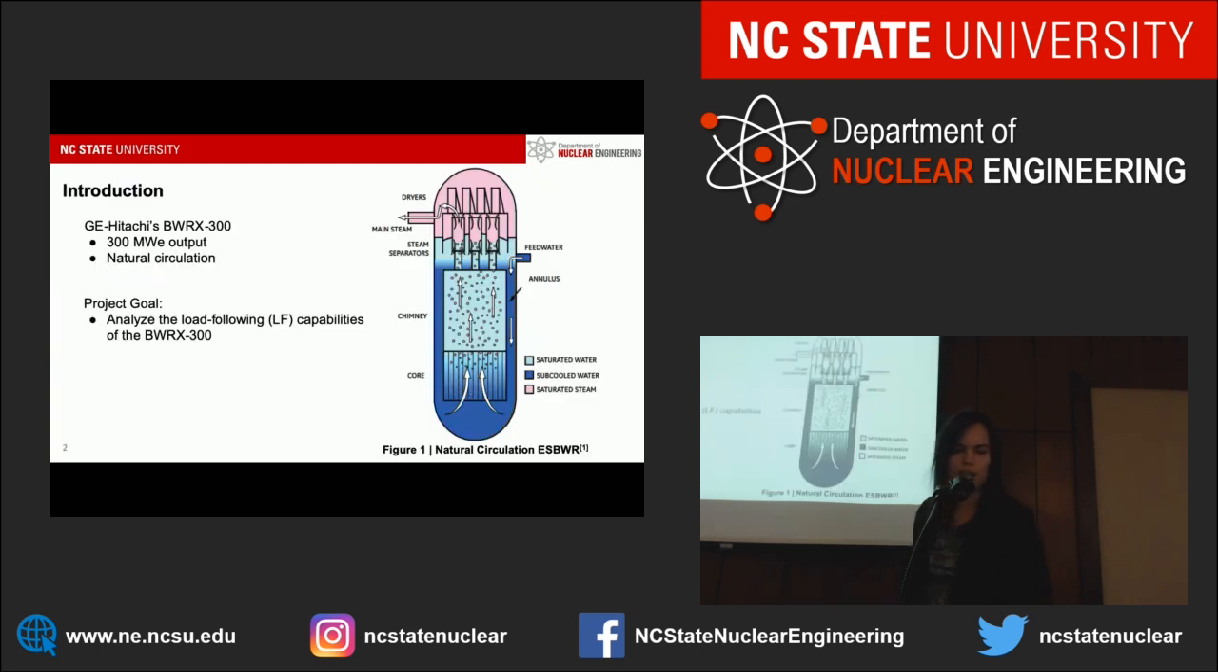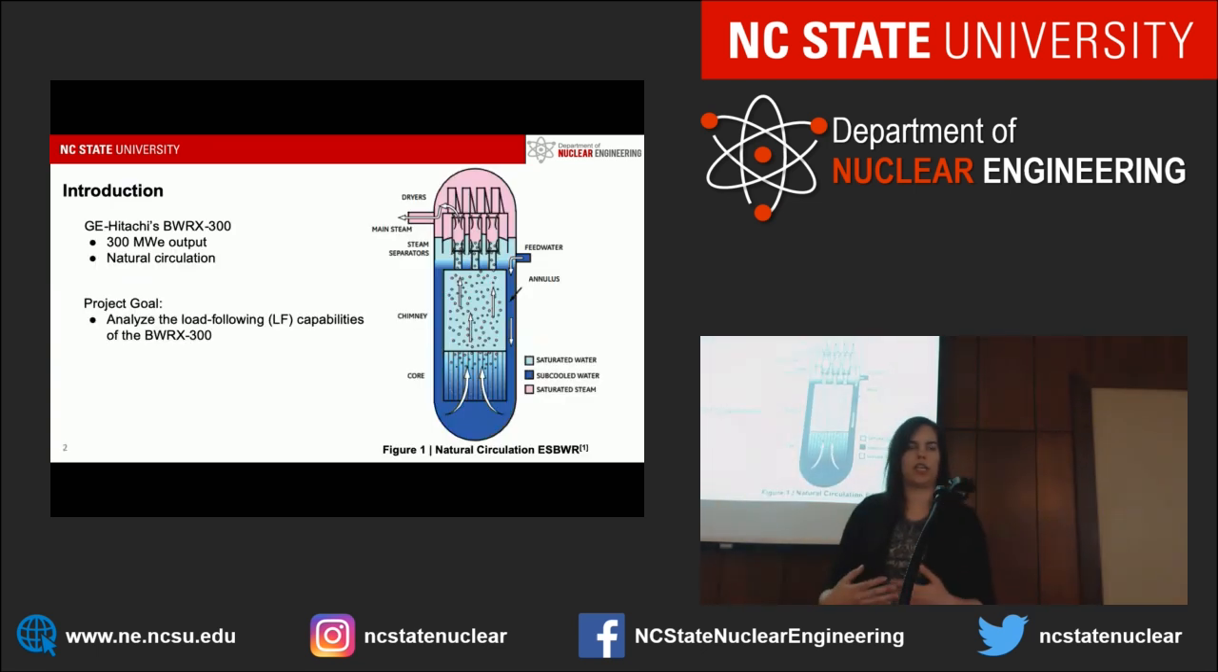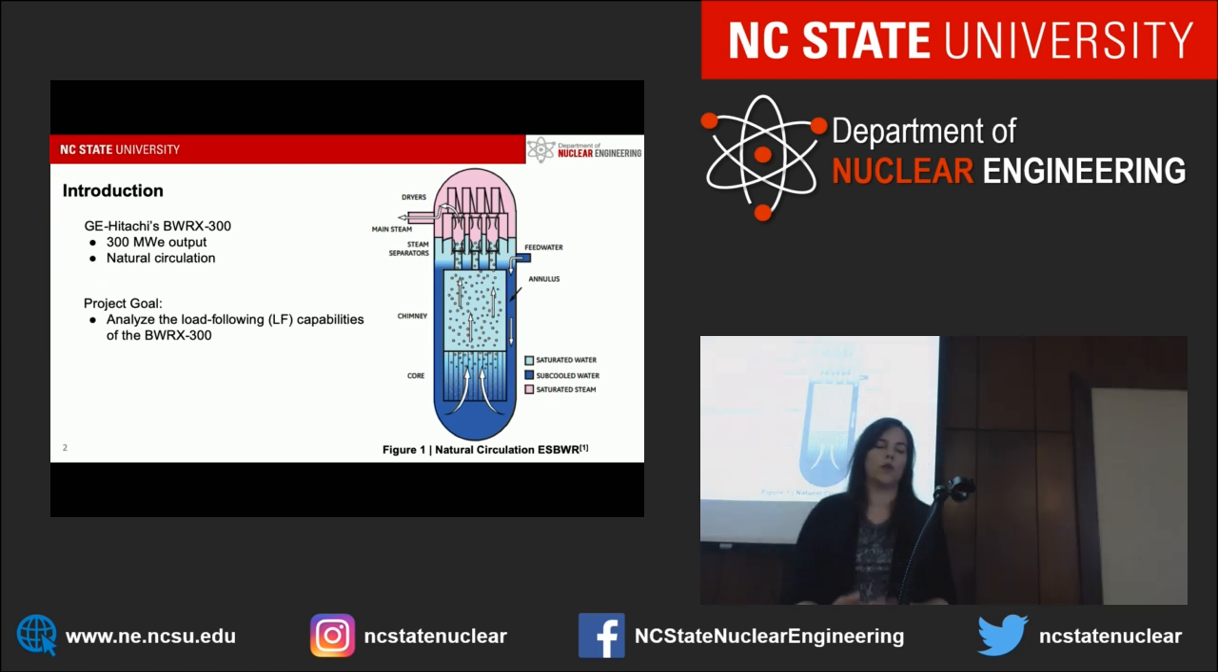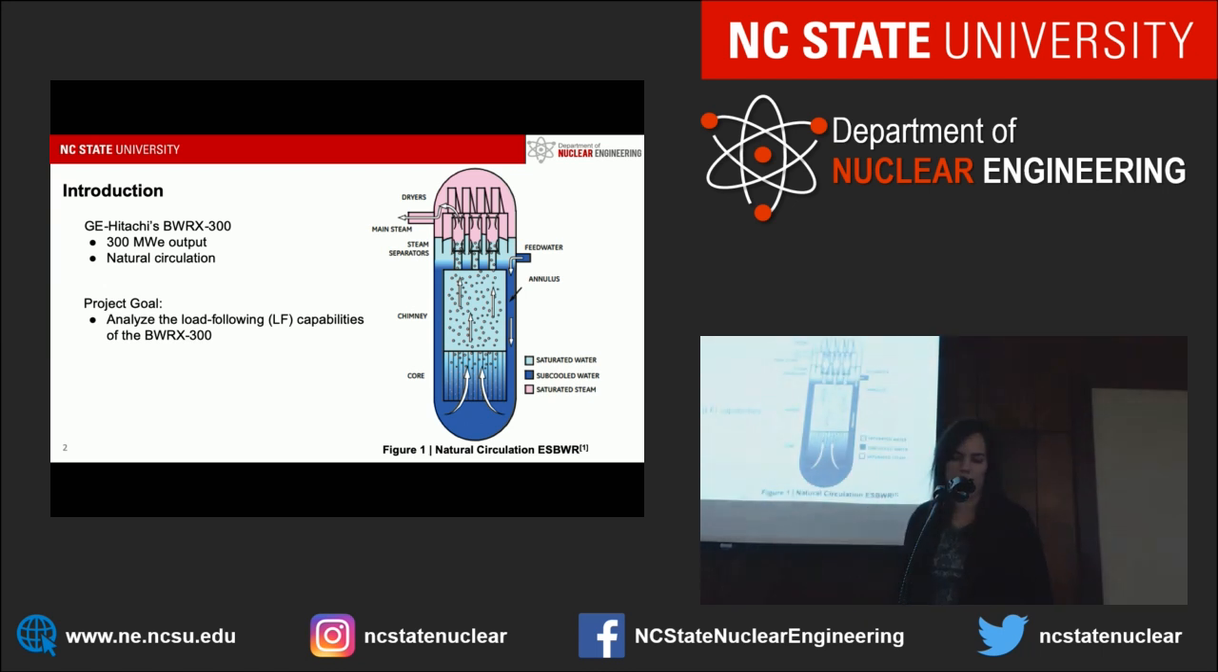And so our project is in partnership with General Electric Hitachi, who is currently designing a 300 megawatt natural circulating boiling water reactor. Natural circulation implies that there are no reactor coolant pumps or jet pumps to push flow through the reactor core. So the goal of our project was to analyze their reactor for its load following capabilities.